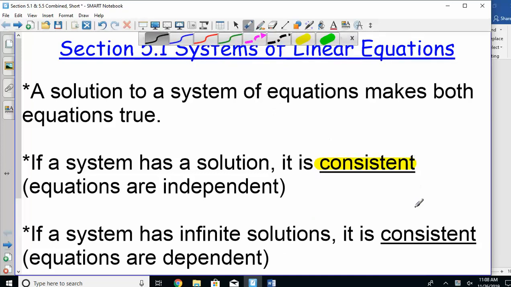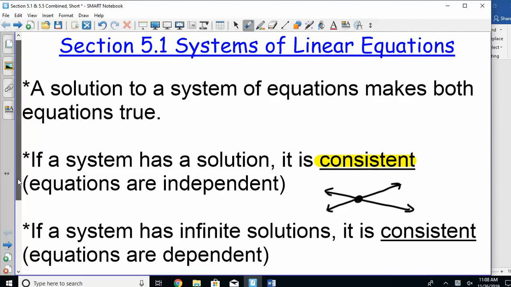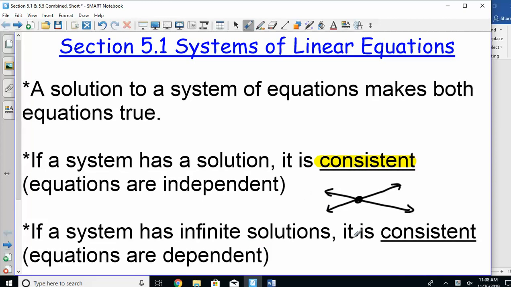In terms of lines, if you have 2 lines and they have a solution, what that means is the lines meet somewhere. So that point is the solution. That would be a scenario where it's consistent and what we call independent. They're 2 separate lines.